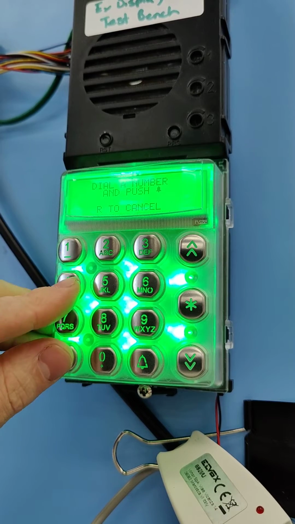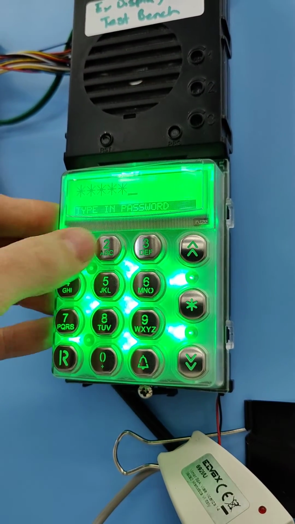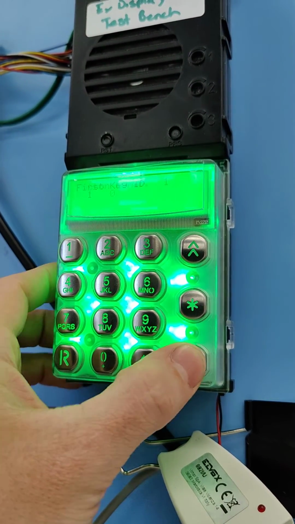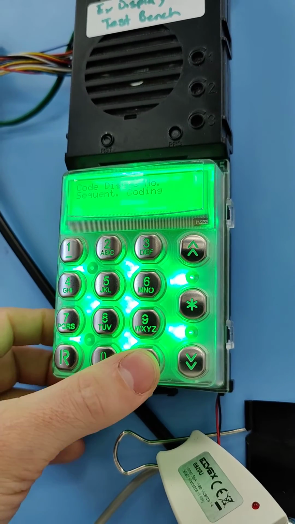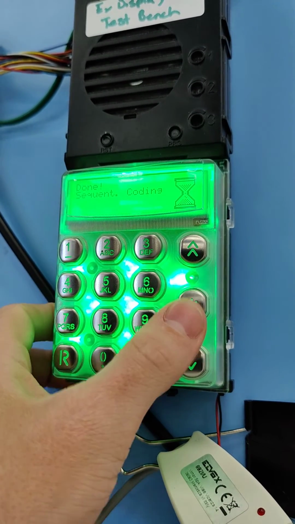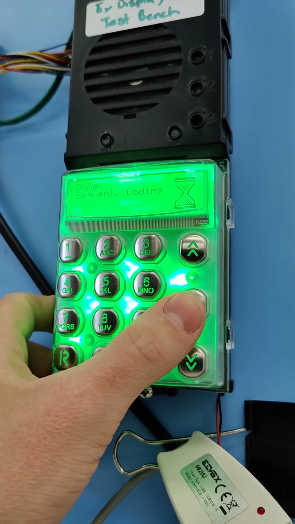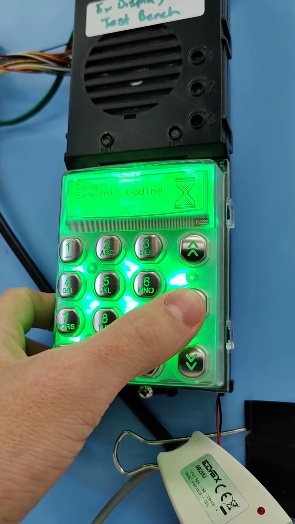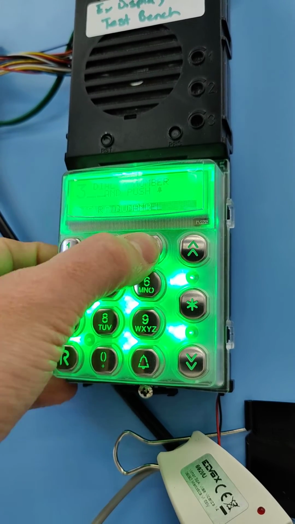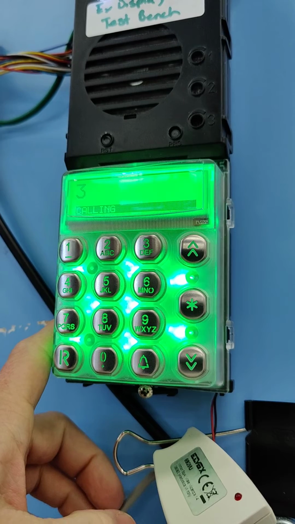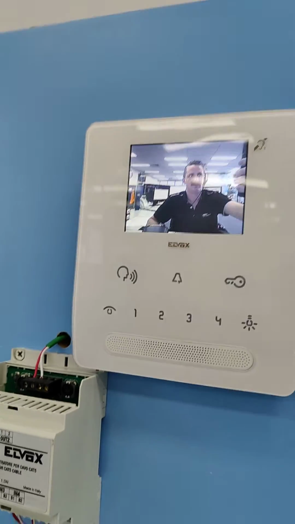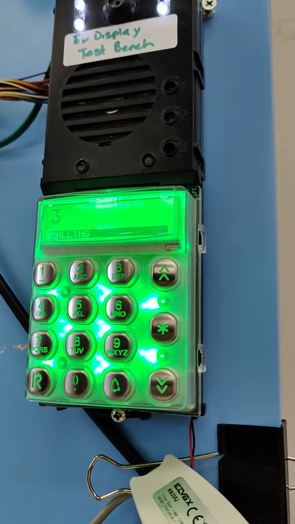Hang up. If we put that back into single-digit mode, or sorry, 3-digit mode, you can go back out, and that will now be able to be programmed or called from ID 3. So that's ID 3, all done.